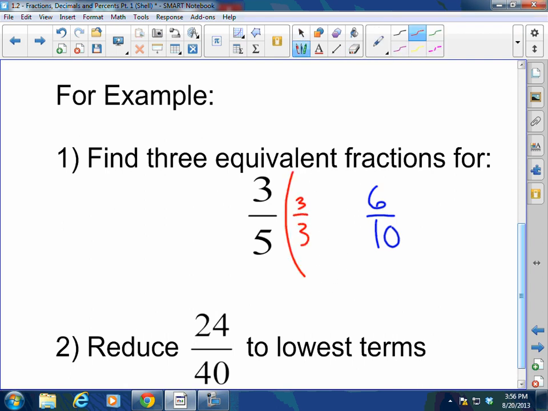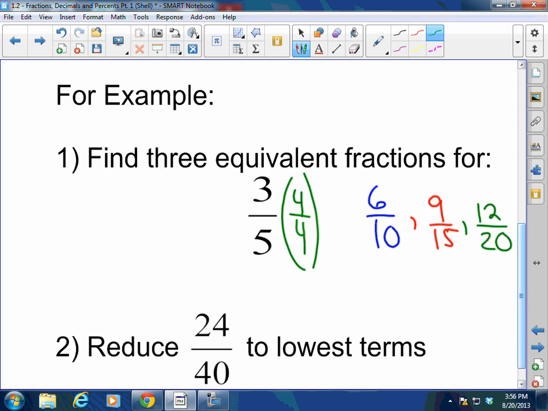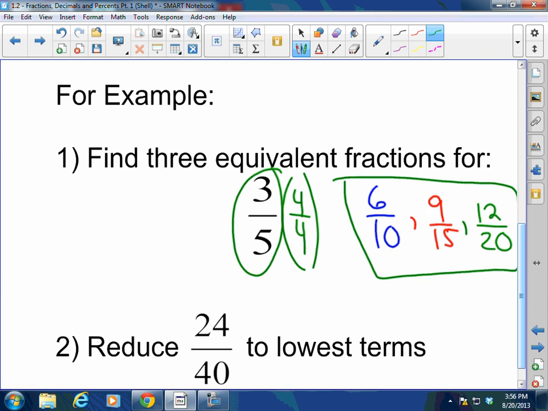Then I'm going to multiply that by 3/3, which can give me 9/15. And then I'm going to multiply by 4/4, which is going to give me 12/20. All of these are equivalent fractions. Why? Because I multiplied the same number to both the numerator and denominator of 3/5.